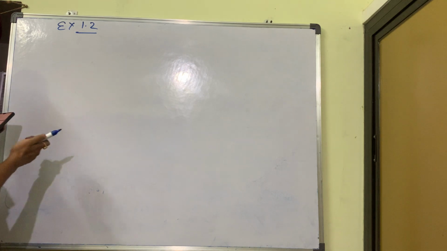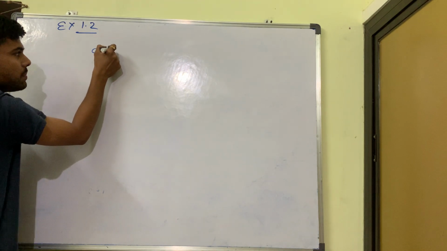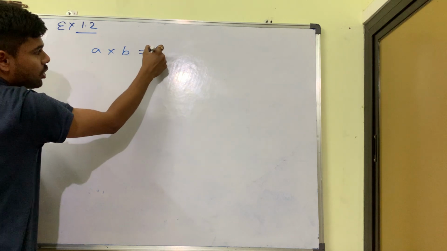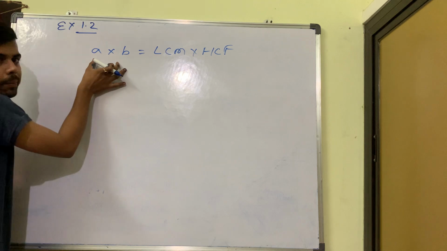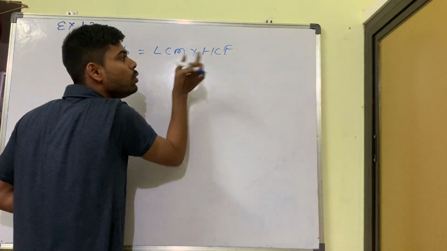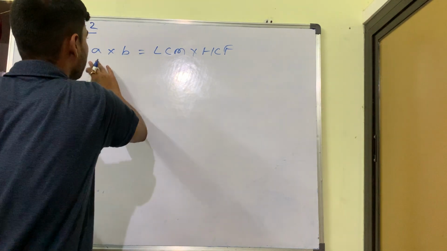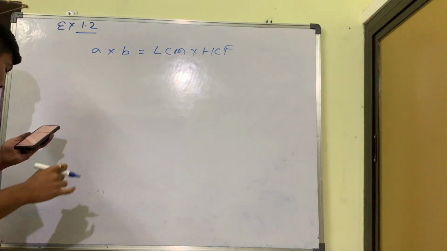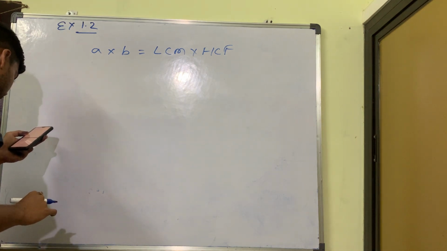Next question, bacha. Find the LCM and HCF. Bacha, one concept is there. First number A, second number B: A into B is equal to LCM into HCF. It means the product of two numbers is equal to LCM into HCF. Suppose I give any two numbers, and you find their product, their multiplication is equal to LCM into HCF. I will take an example here.